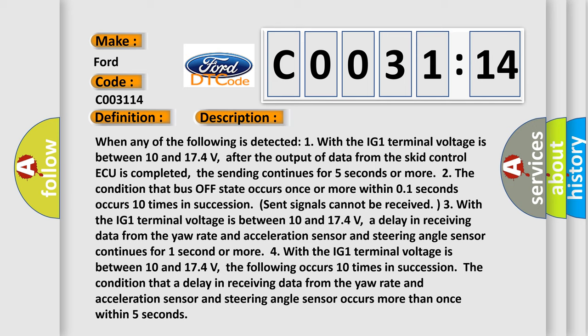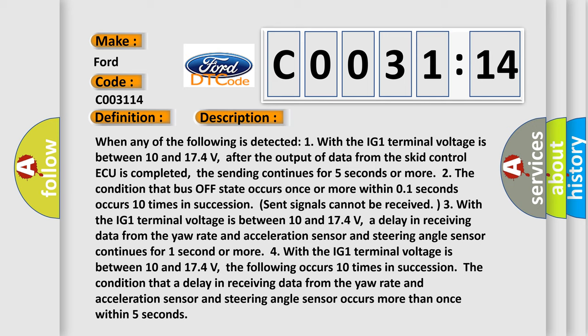When any of the following is detected: one, with the IG1 terminal voltage between 10 and 17.4 volts, after the output of data from the skid control ECU is completed, the sending continues for 5 seconds or more. Two, the condition that bus off state occurs once or more within 0.1 seconds occurs 10 times in succession. Sent signals cannot be received.